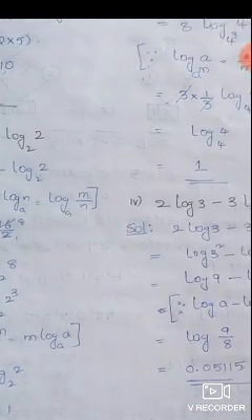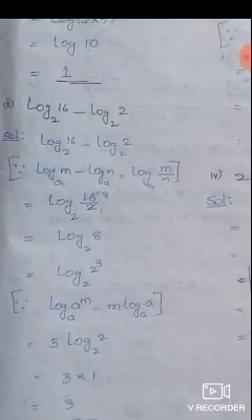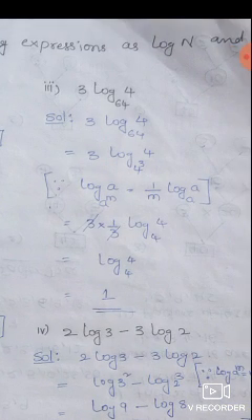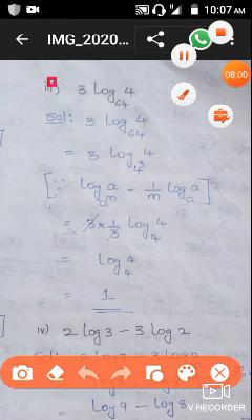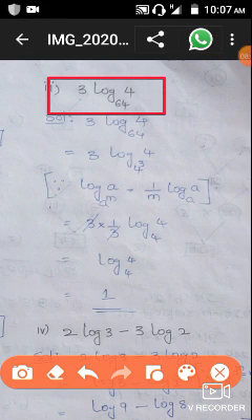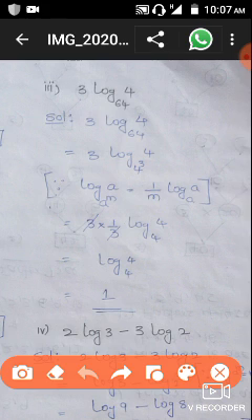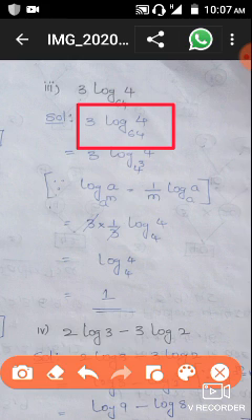And next, this is the second question. Next, third question. The question given here is 3 log 4 base 64. So same, we should write in the solution: first, 3 log 4 for base 64.